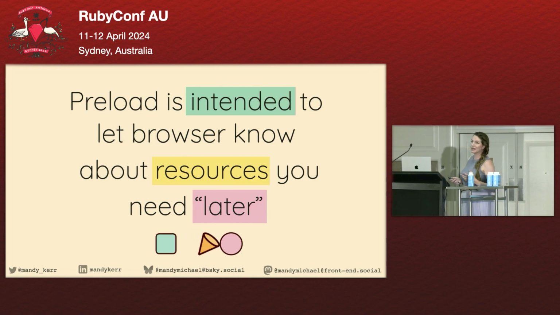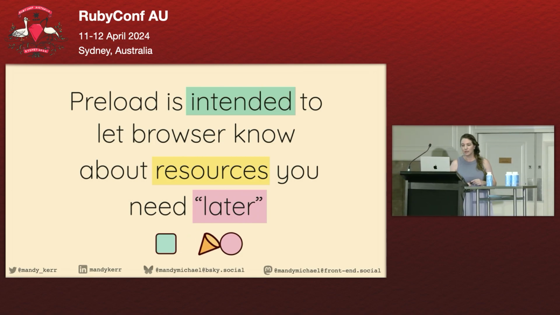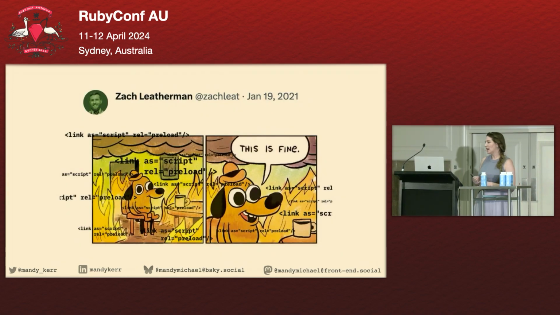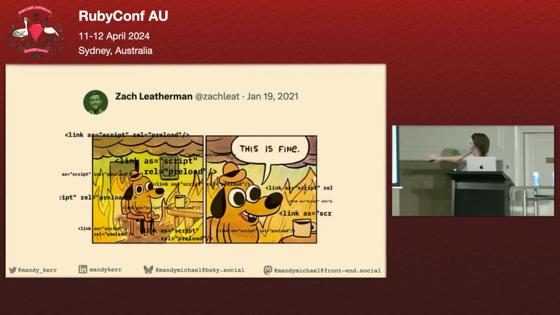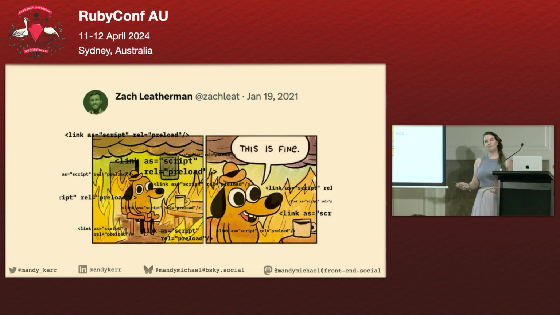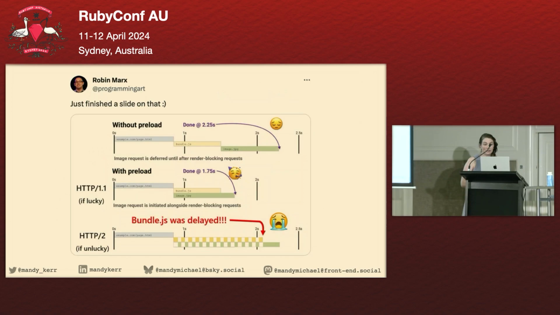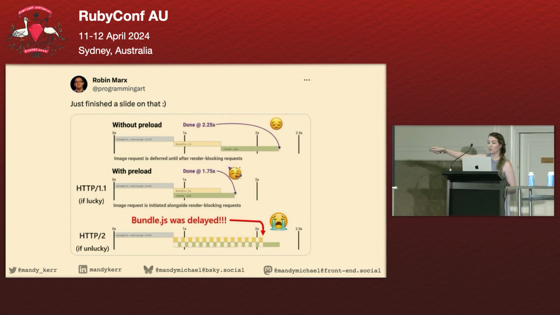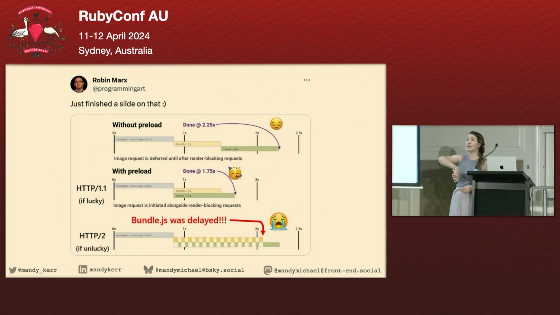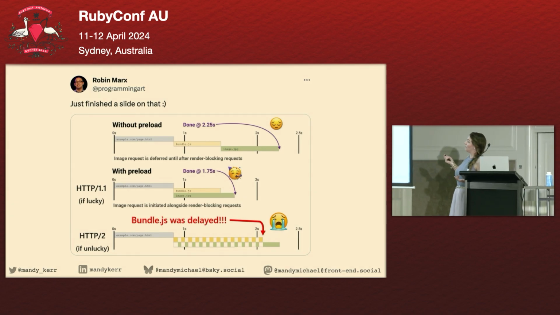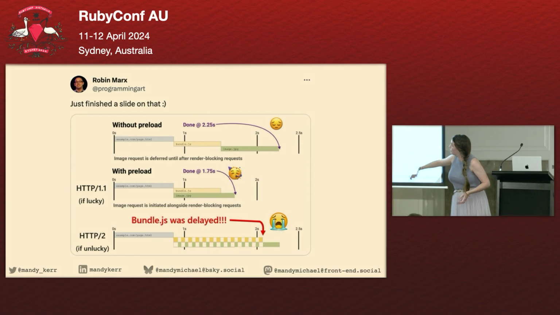So you only want to use that on critical connections, like pre-connect was used. Unfortunately, people kind of use it everywhere. Zach Leatherman did this great tweet, which I loved. If you use preload on everything or in the wrong places, you can actually make things worse. So I'm going to use this example from Robin Marks, which is actually a response to that previous tweet, which I thought was amusing.